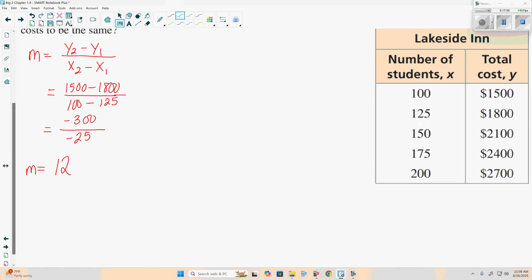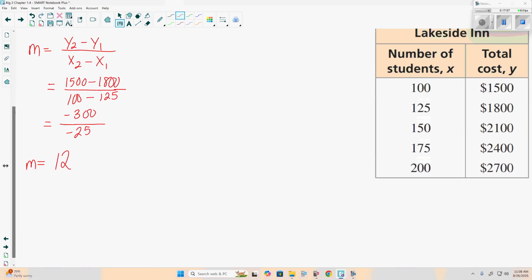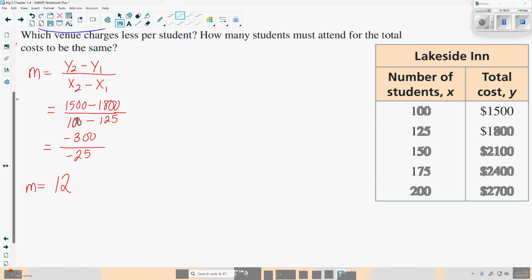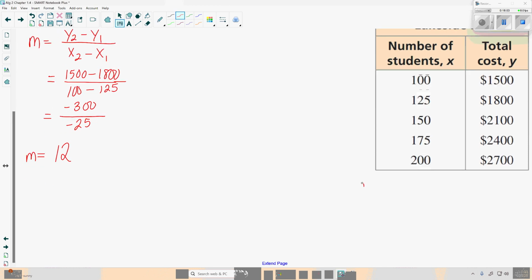So, trying to figure out where I want to put this. Let's put it under the table. Because it asks us 2 questions. First part, which venue charges less per student? So which one charged less, Sunview or Lakeside? Because which one had the smaller slope? Sunview is cheaper.